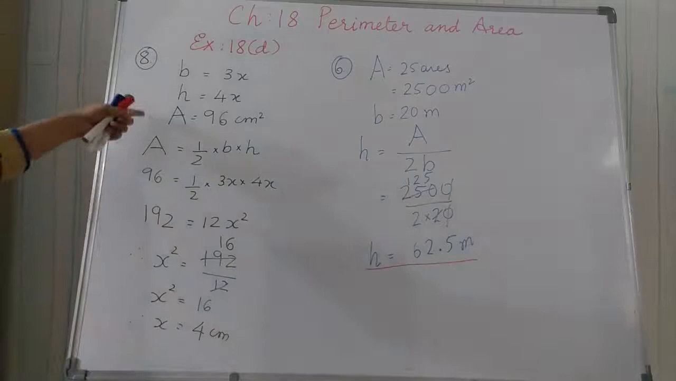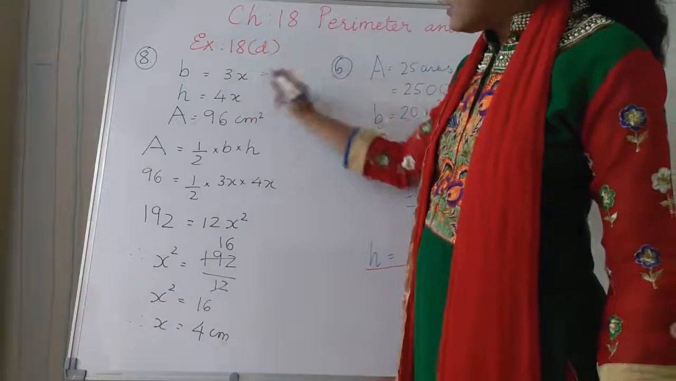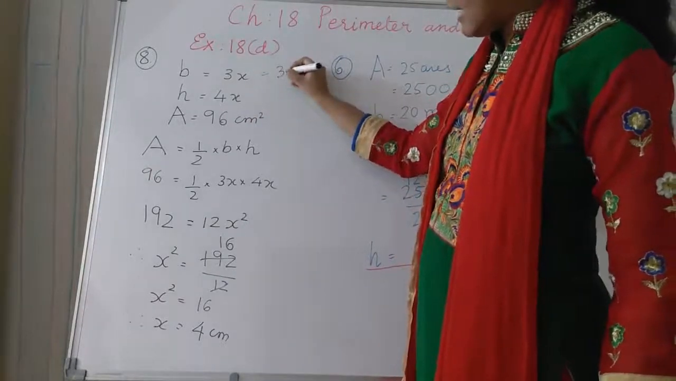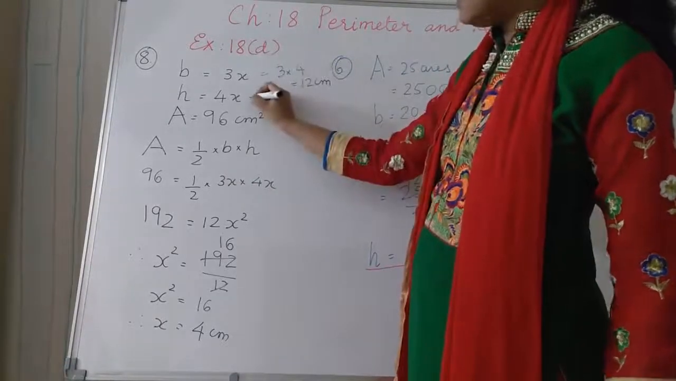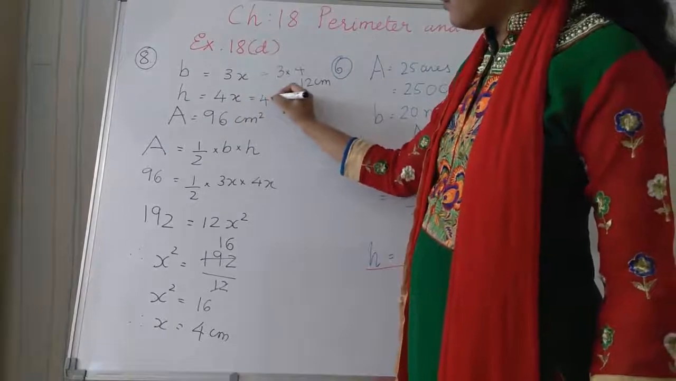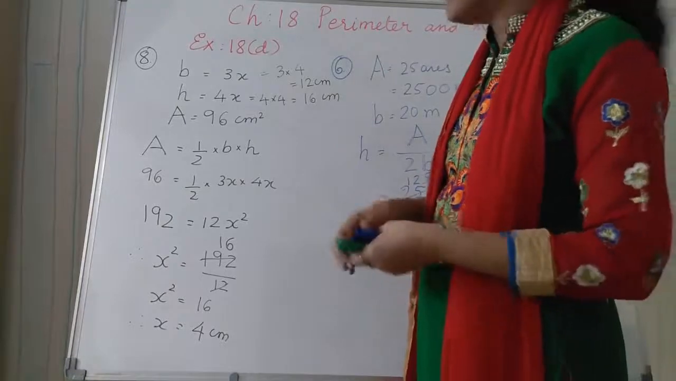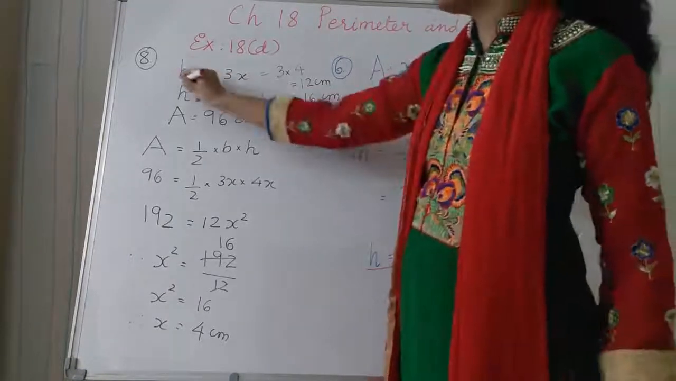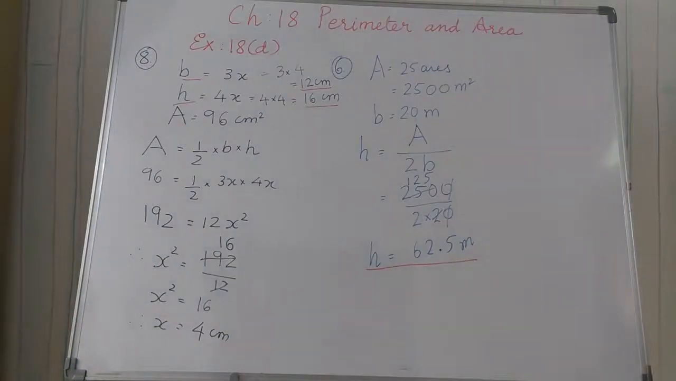Now, what do we want to find? Base and height. So, I will substitute the values here. This is base 3x. So, 3 and x value is 4. 3 4s are 12 centimeter. And this is 4x. 4 4s are 16 centimeters. So, this way we get our answer for number 8, base value as 12 centimeter and height value as 16 centimeters. So whenever you are given a ratio form, you have to use it as a multiple of x and then you have to solve it.